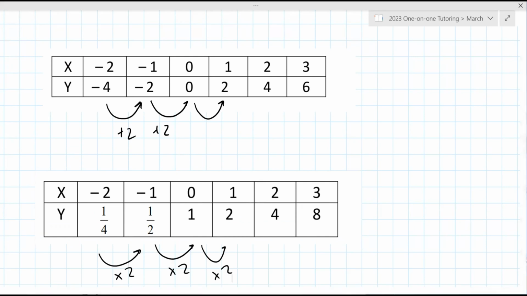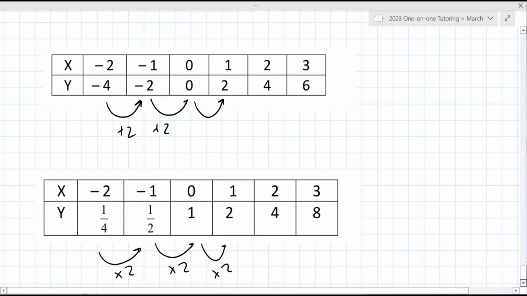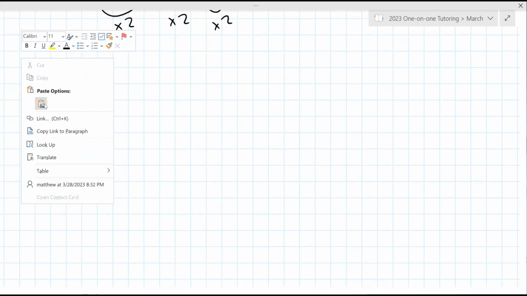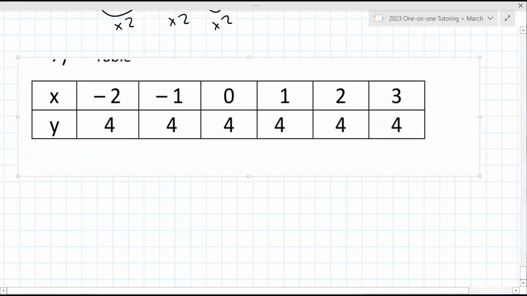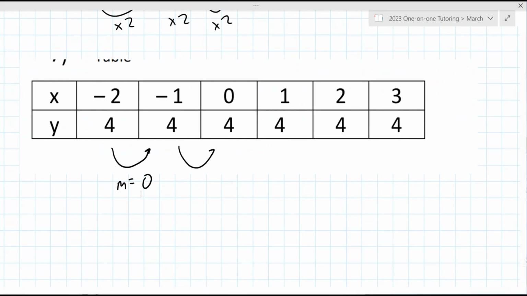So let me give you some ones that are a little bit more challenging here. Take a look at this one. What do you think? Linear or exponential? Linear. What's the slope of this one? 0. Yeah, so this one's just constant. Okay. All right, so let's go back to this idea of growth and decay.